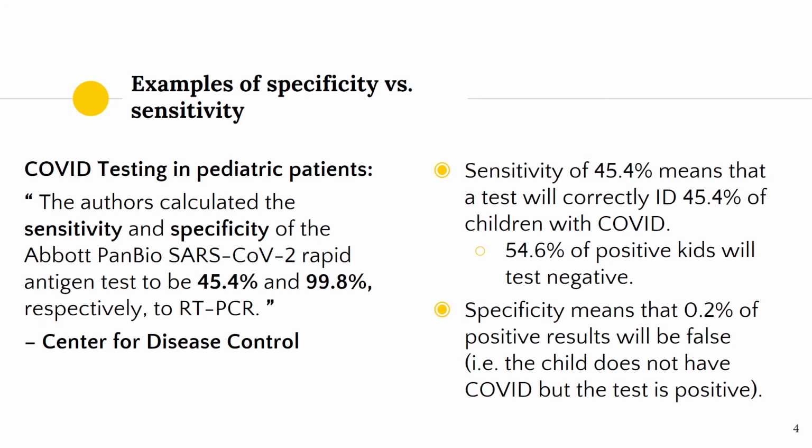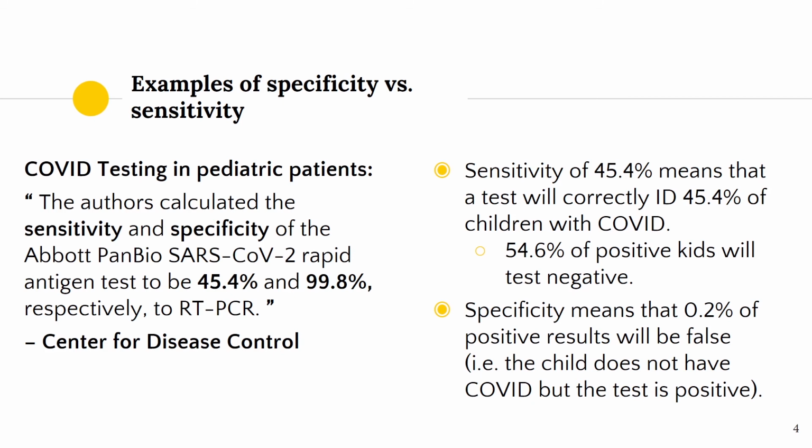And they found that the sensitivity and specificity were 45.4% and 99.8% respectively. All right, so what does that mean? It means that 54.6% of the time, we're going to get a type 2 error. A child is positive, they have COVID, the test should read positive, but the test reads negative. So over half the time, children who are positive are going to actually test negative on this rapid antigen test.